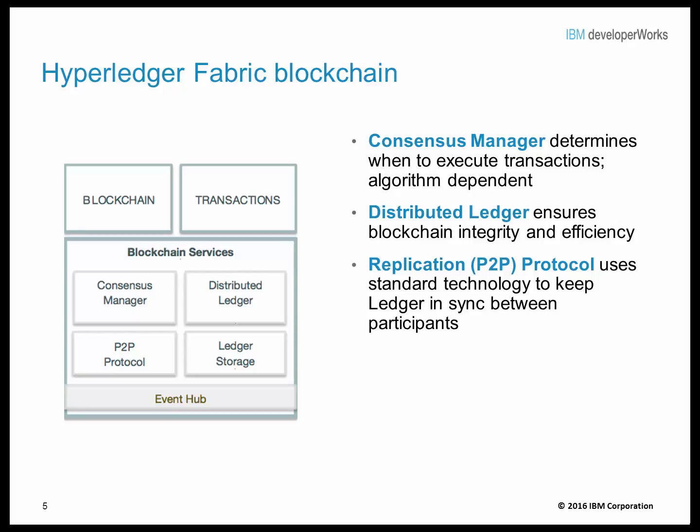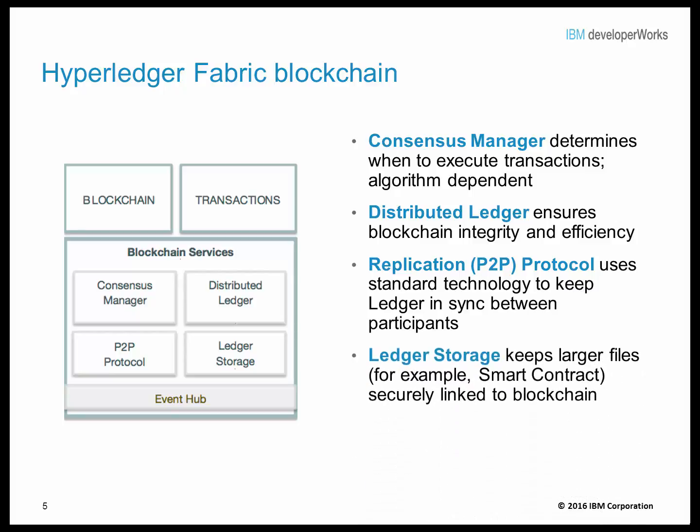And finally, the ledger storage. Large files are stored in off-chain storage and not the ledger. Their hashes can be stored on-chain as part of the transactions, which is required to maintain the integrity of the files. Ledger storage keeps the large files securely linked to blockchain. All the components in these categories emit events on the blockchain network that may be listened for and acted upon. Event Hub manages events across the distributed network.